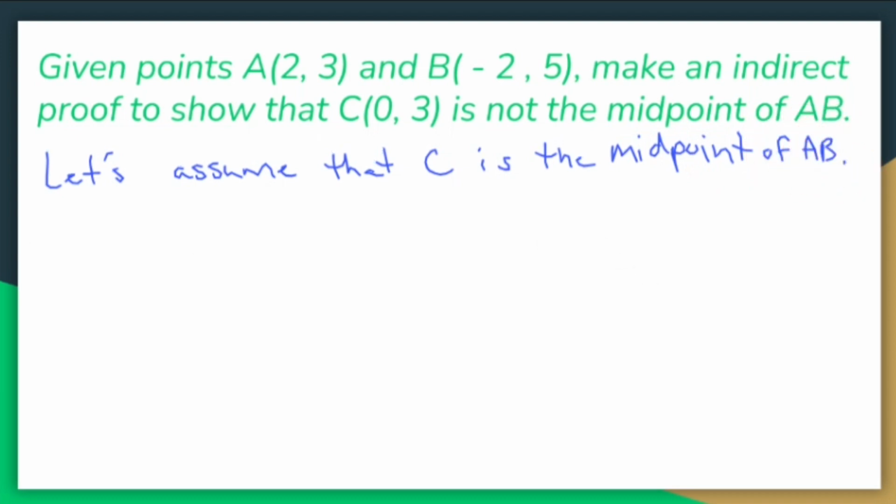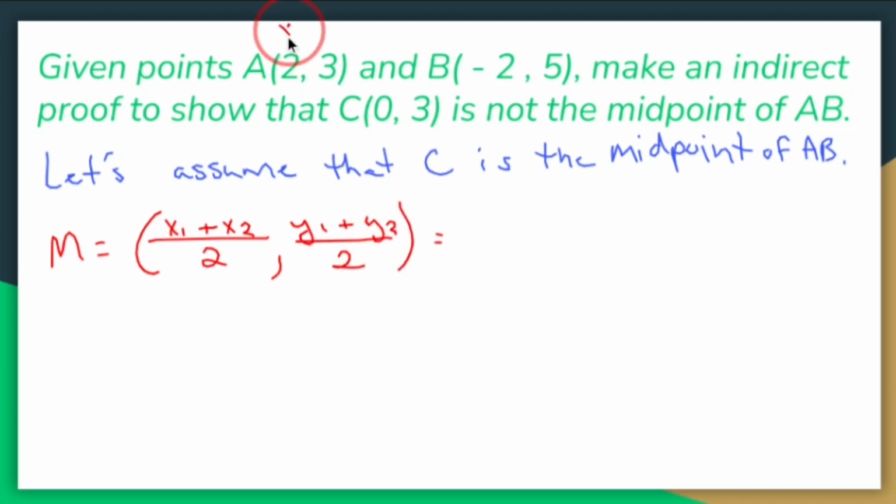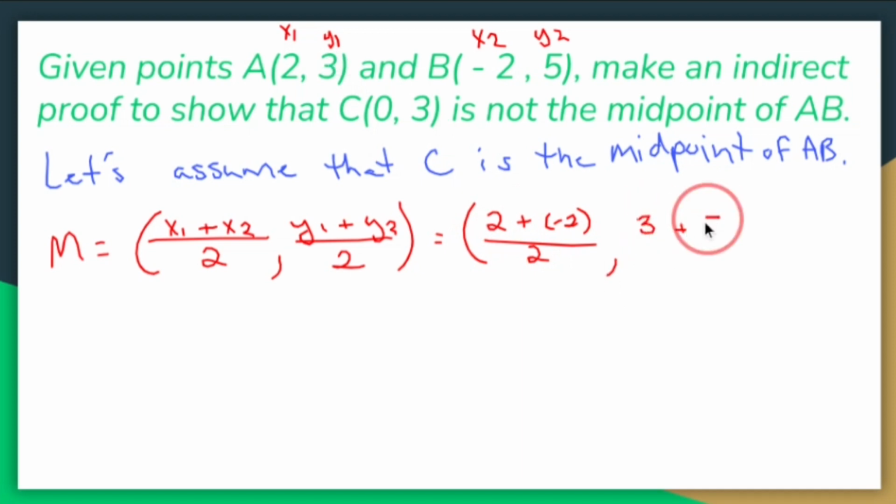So let's do that. Let's find out what the midpoint is. Let's break out the midpoint formula. M equals x sub 1 plus x sub 2 all over 2, comma, y sub 1 plus y sub 2 all over 2. If I call this x sub 1, y sub 1, call this x sub 2, y sub 2, then the midpoint is going to be 2 plus negative 2, x sub 1, x sub 2, all over 2, comma, 3 plus 5 all over 2. 2 plus negative 2 is 0, 0 over 2 is 0. Okay? 3 plus 5 is 8, 8 over 2 is 4.